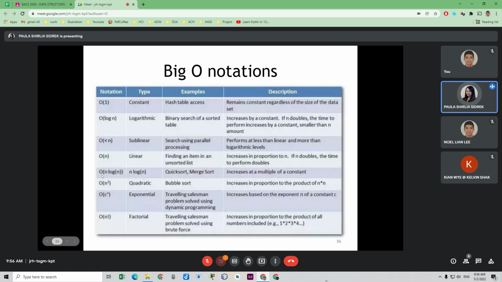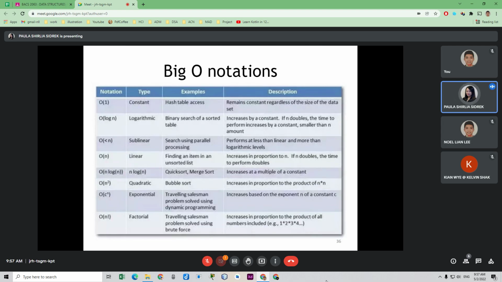And then you have this as well, n log n. That is basically done under, as you see here, a hash. This one will go binary search of a sorted table. This one is sublinear using parallel processing, but we seldom do that. O of n, linear as well. All right, so finding an item in the unsorted list. So basically, in your ADTs, you have all those lists, stacks, queues.